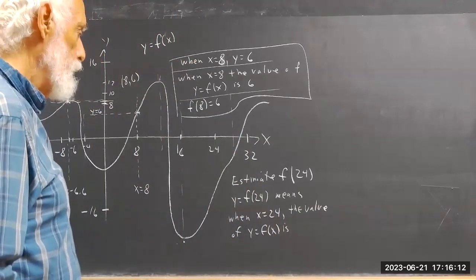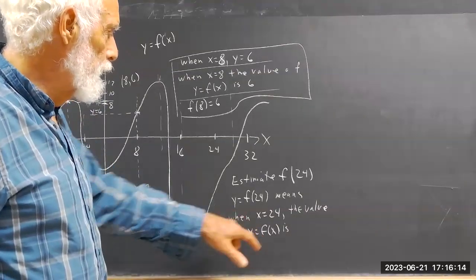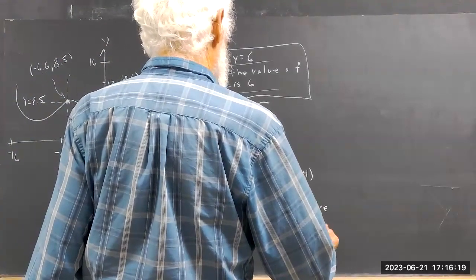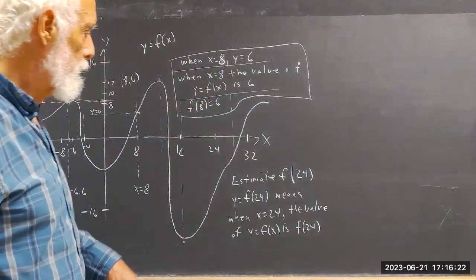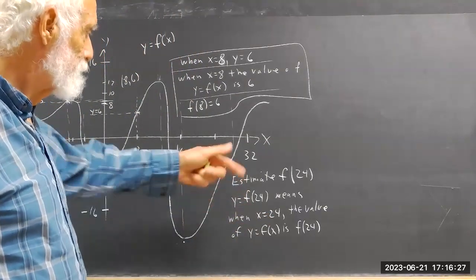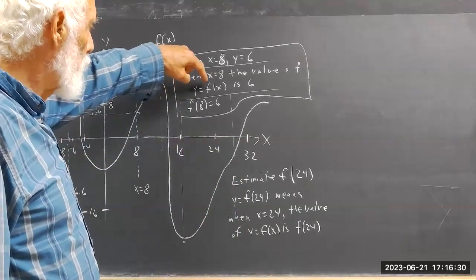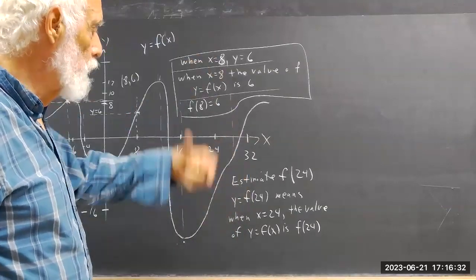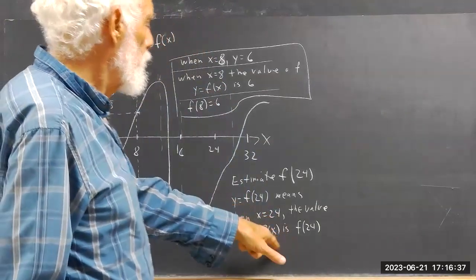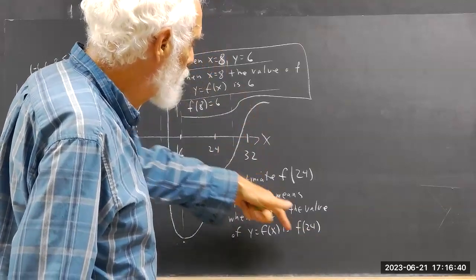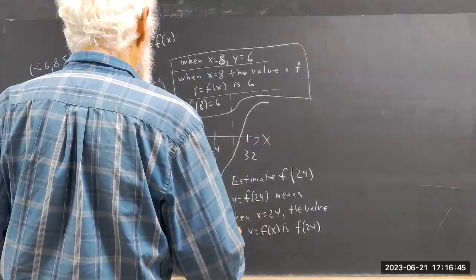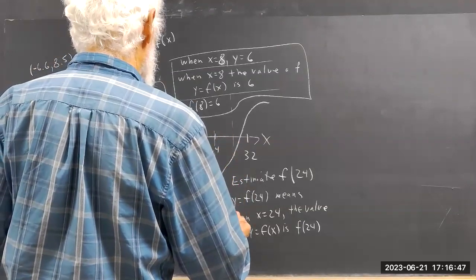The value of y equals f of x is f of 24, because of course x is 24. Well, since y equals f of x, that should be obvious, but let's see. The value of y equals f of x is f of 24, and from the graph, we can sketch the line for x equals 24.